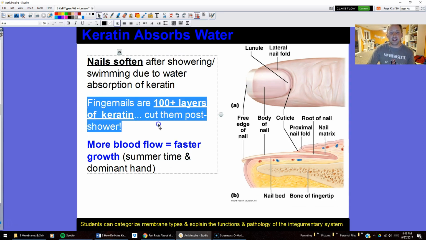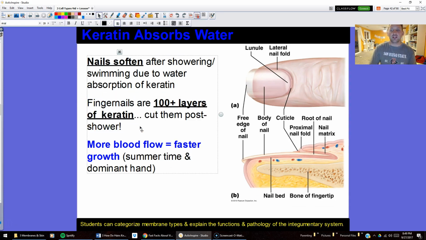Every fingernail has at least 100 layers of keratin. So in some ways it's almost like that stratified squamous. It's just a bunch of dead layers of keratin. Makes it super dense and hard.